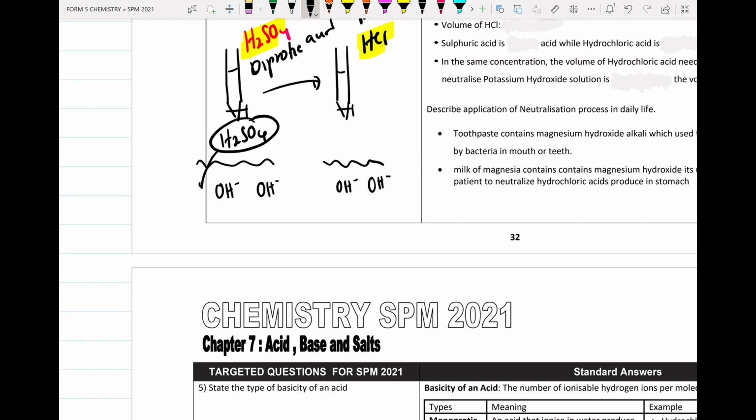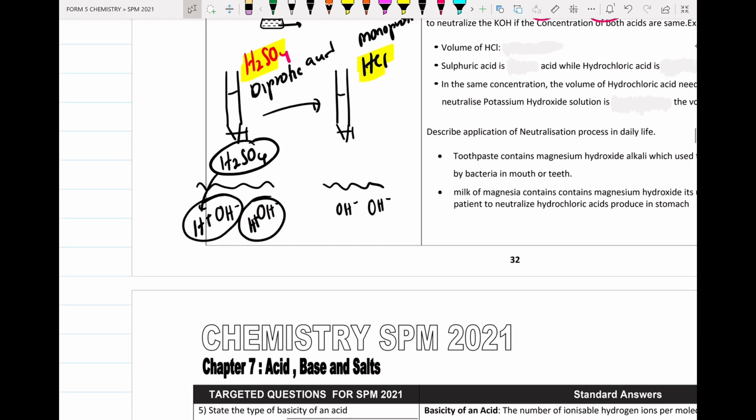It will ionize to produce two hydrogen ions. These two hydrogen ions will combine with hydroxide ions and form two water molecules. So here I have two hydroxide ions, therefore I need two hydrochloric acid. Each will produce one hydrogen ion and one more hydrogen ion to form water molecules. So 1 becomes 2, that means we have to multiply by 2.